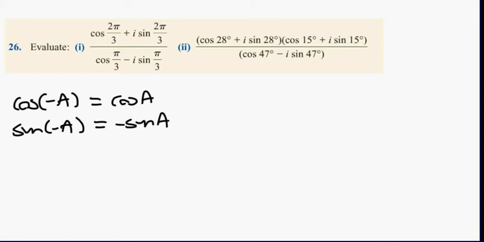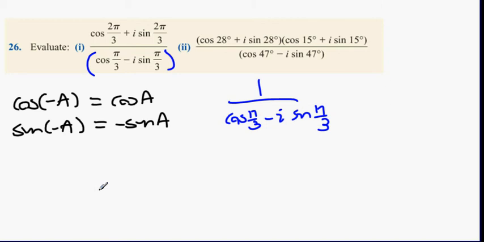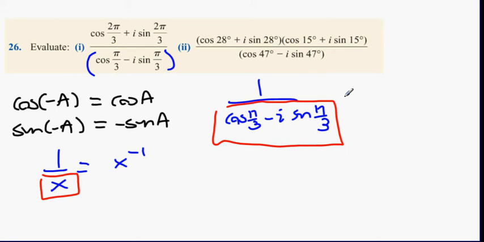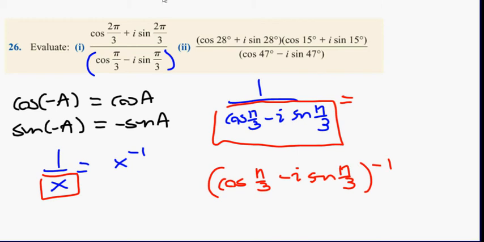So what we're going to do is wrap this here, this 1 over cos pi over 3 minus i sin pi over 3. You might remember when we had 1 over x in the past, we can say that that equals x to the minus 1. So whatever comes in the box, we can change that to cos pi over 3 minus i sin pi over 3 to the power minus 1. Okay, so that's what we're going to change that into.